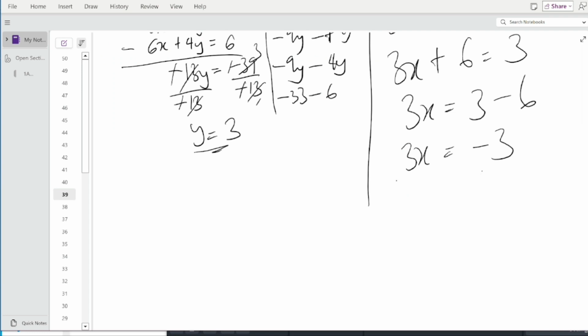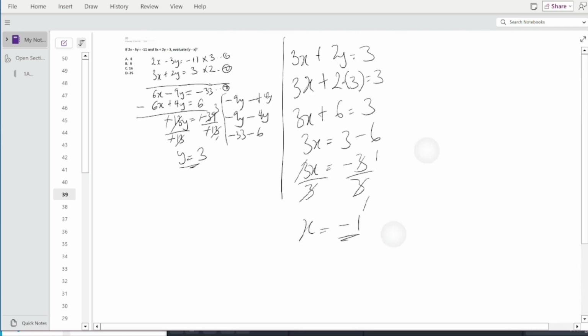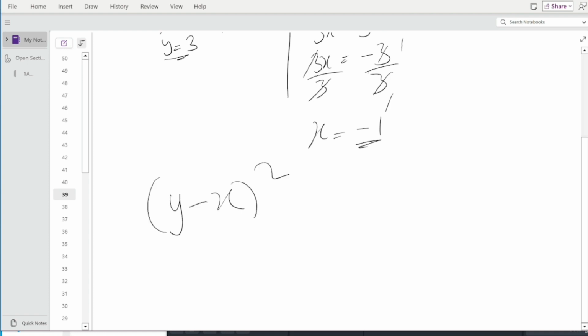On the next line, we divide both sides by 3. 3 cancels 3. 3 here 1, 3 here minus 1. Our x is therefore minus 1. Our y is 3 and our x is minus 1. And the question says evaluate y minus x all squared. We know our y is 3 minus our x is minus 1. You have to be careful here.